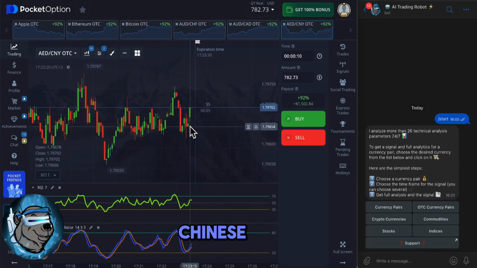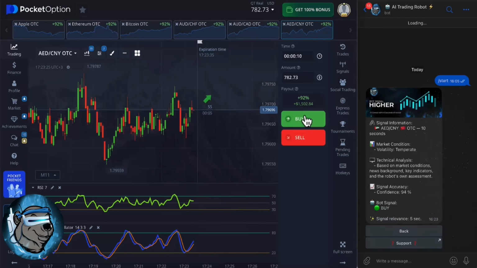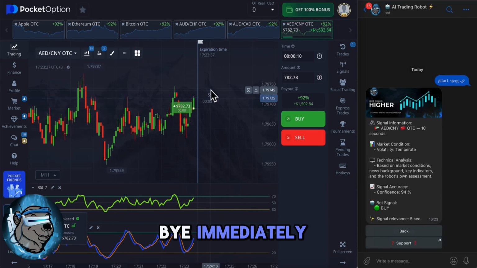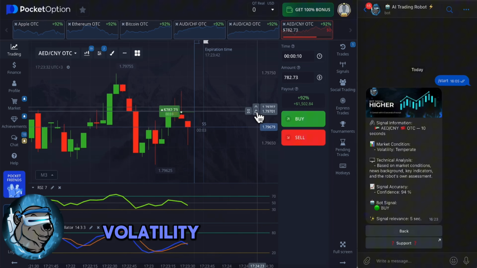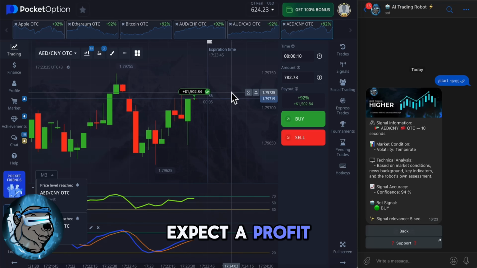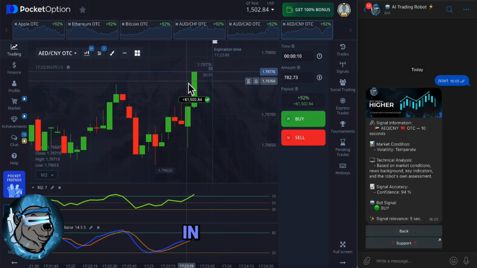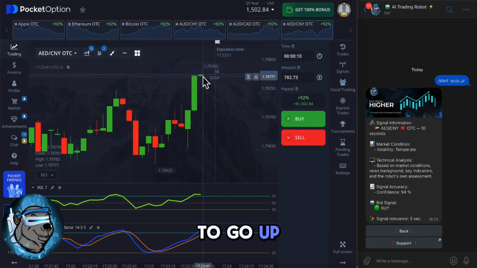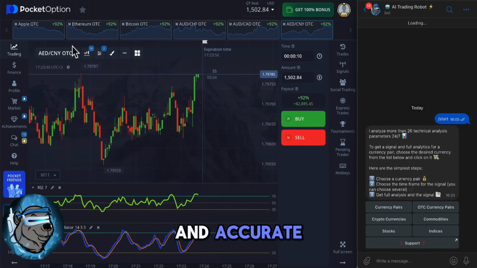Arab dirham and Chinese yuan. I find the currency, request a signal for 10 seconds. Buy. Immediately, I open a buy trade right after receiving the signal. Volatility increased sharply, but I still expect a profit here. And that's exactly what happened. Good volatility worked in my favor. The price continued to go up, which confirms that the trading robot signal was absolutely flawless and accurate.